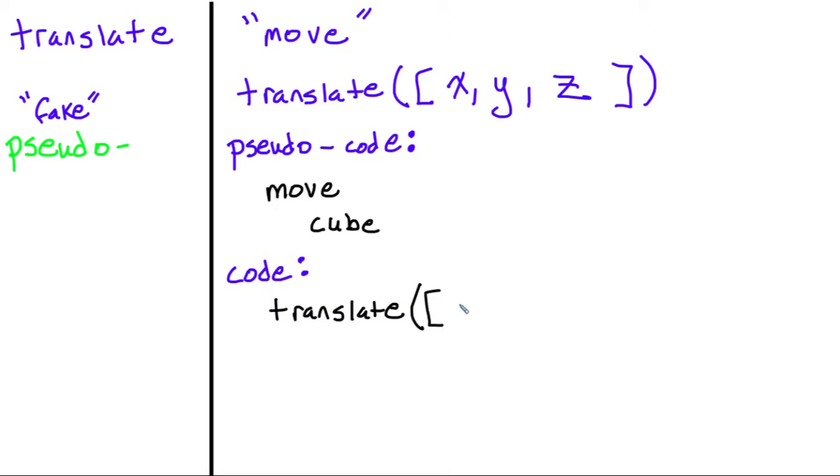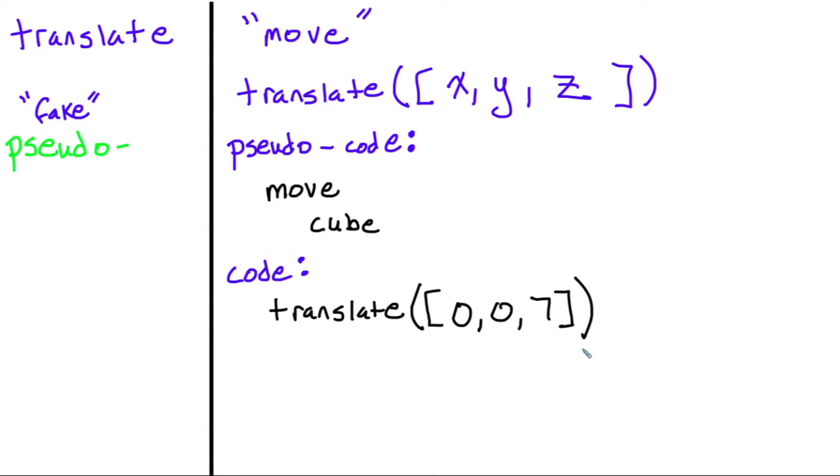Are we moving in the X direction? 0, 0, 7, square bracket, parenthesis, parenthesis. Legal. Curly bracket, and that's parentheses. Wait, no. Right? Do I need a semicolon? I think you need it. Yes. Do I need a semicolon?